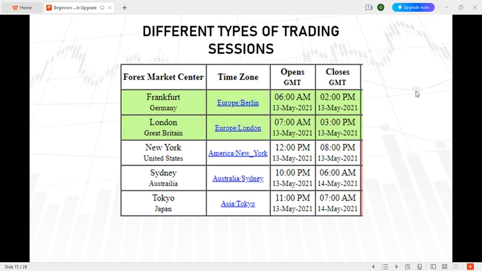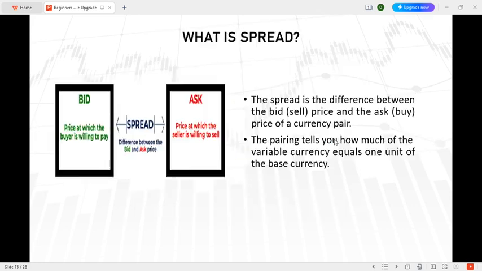The New York session, like I rightly said, is the American session, which opens by 12 Nigerian time and closes by 8 in the evening Nigerian time. Now the Asian session, because of the change in GMT, opens at 11 p.m. Nigerian time and closes by 8 in the morning Nigerian time. So that is for trading sessions.